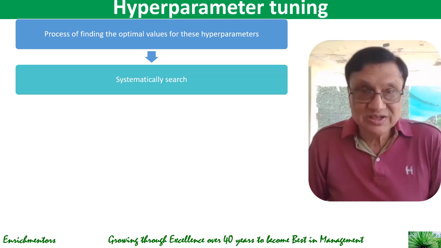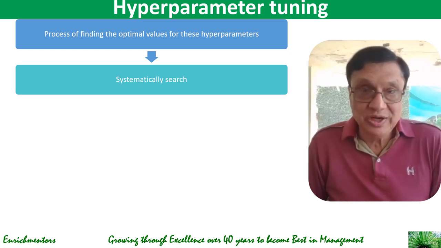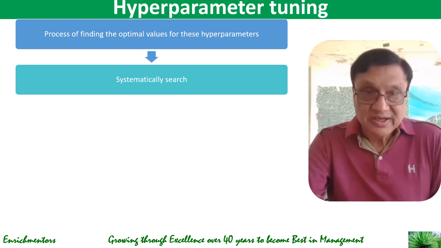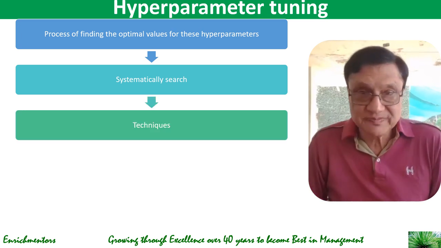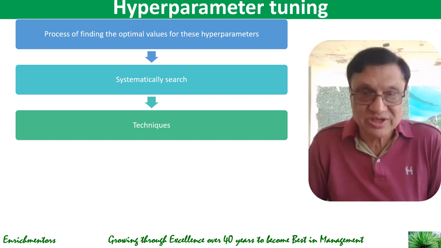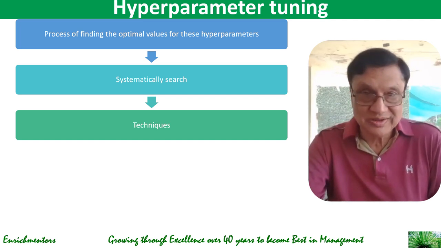It involves systematically searching through a predefined hyperparameter space. So there's a predefined space within which you need to find the right value systematically, and evaluating the model's performance for each combination of hyperparameters. So it's quite a painstaking task. And what are the techniques for hyperparameter tuning? The techniques include grid search, random search, and more advanced methods like Bayesian optimization and genetic algorithm. And we will take a look at these as we go forward in this lecture.